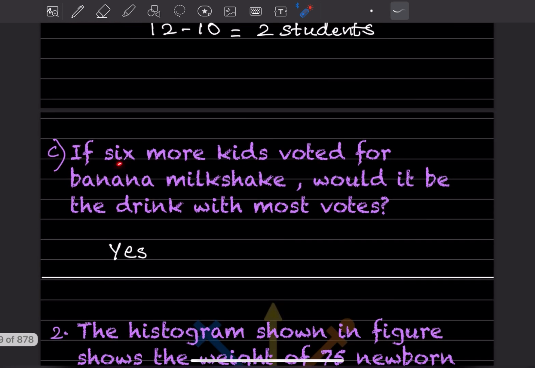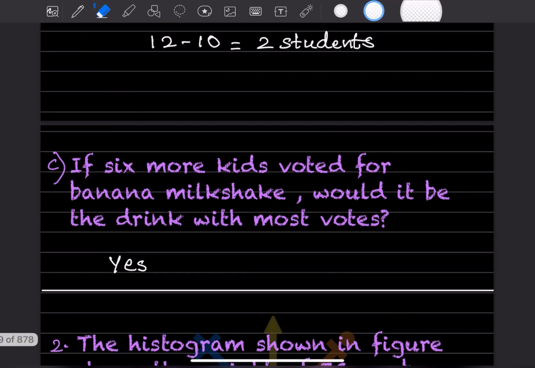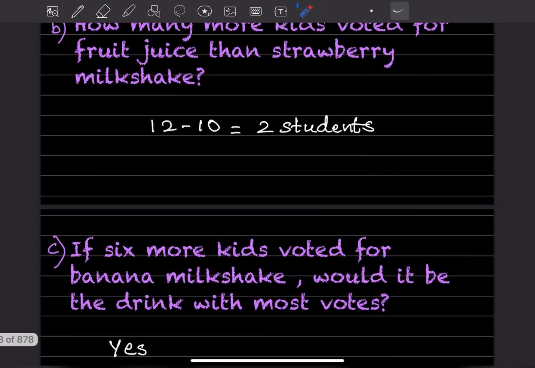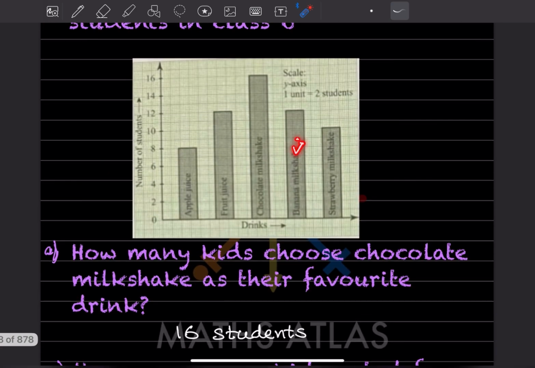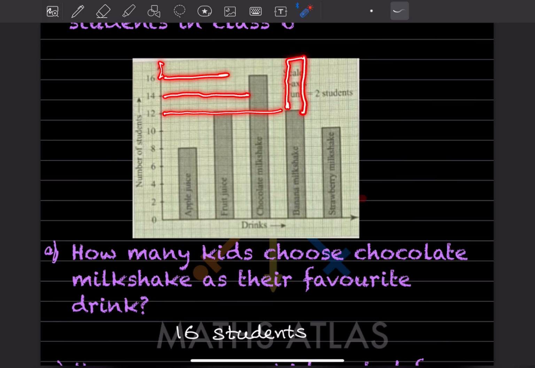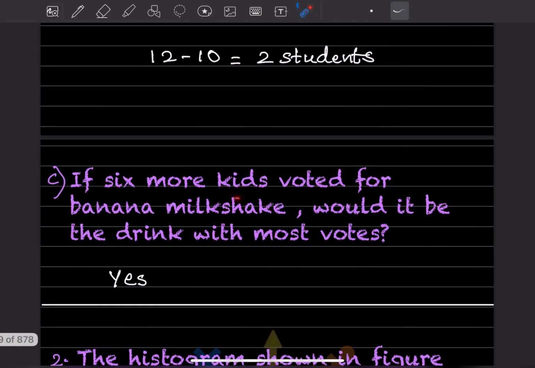If 6 more kids voted for banana milkshake, would it be the drink with the most votes? Now let us see for banana milkshake. Banana milkshake is here. 6 more means, this unit is for 2, so that will be 2, 4 and then it will go to 18. So this will go to 18. Definitely this is more. So we can say yes, if 6 more kids voted for banana milkshake, the drink with the most votes will be banana milkshake.